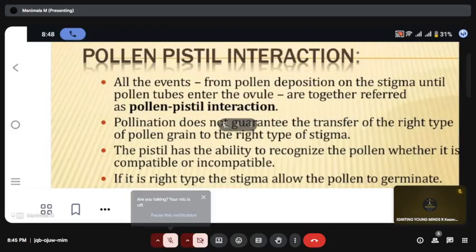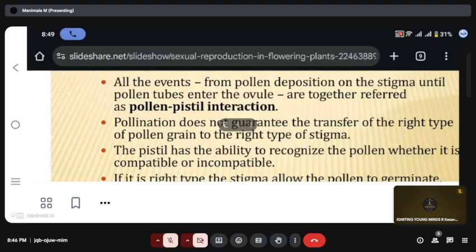So the pistil has the ability to recognize the pollen, whether it is the right type or the wrong type. Either the pistil recognizes it as the right type of pollen grain and accepts it, or if it is not the right type, that is self incompatibility, the pistil analyzes it. If it is the right type, the pistil accepts the pollen and promotes the next post-pollination events like pollen tube formation, fusion, everything follows.